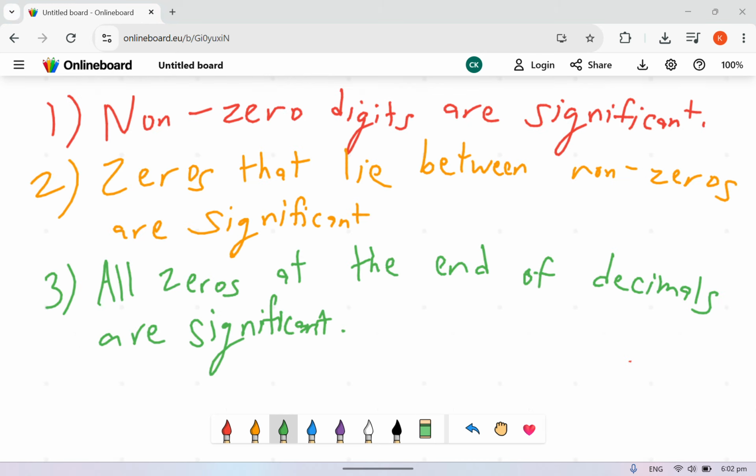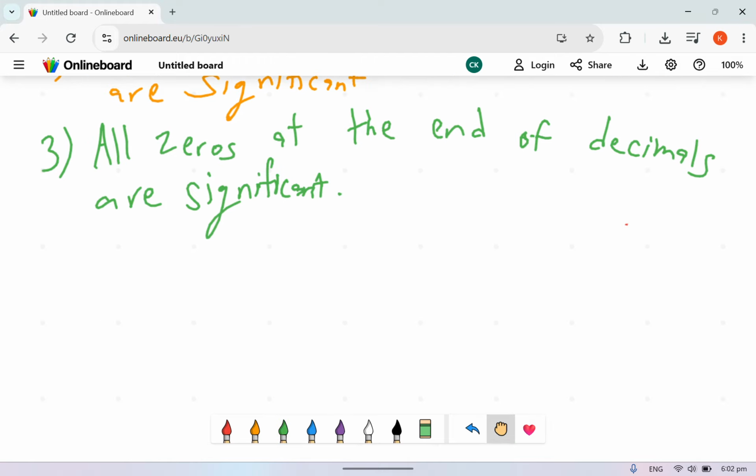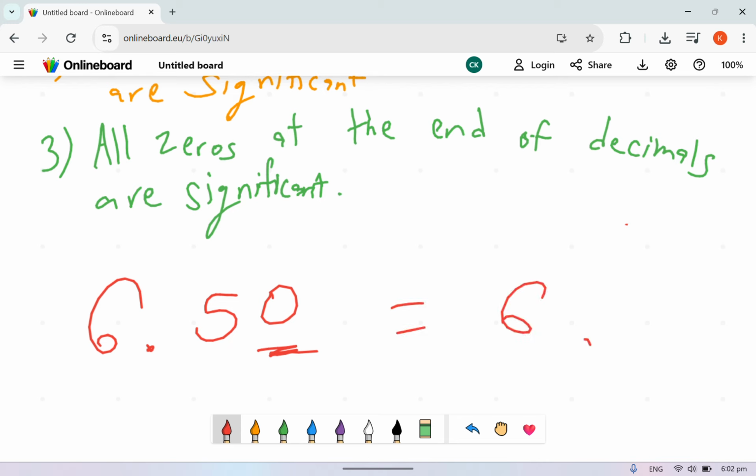Rule number 3 is all zeros at the end of decimals are significant. So if I have something like 6.50, this 0 is significant. A lot of you will be like, wait, at first I also didn't believe this rule. I was like, isn't this exactly the same as 6.5? Why would this extra 0 make so much difference? Why is it so significant? Because remember, significant figures determine the accuracy, how precise it is. So in this case, this 0 shows the exact accuracy.